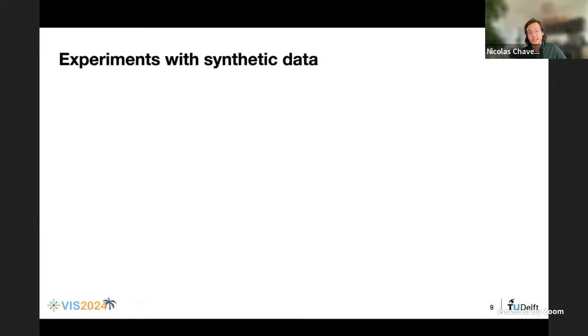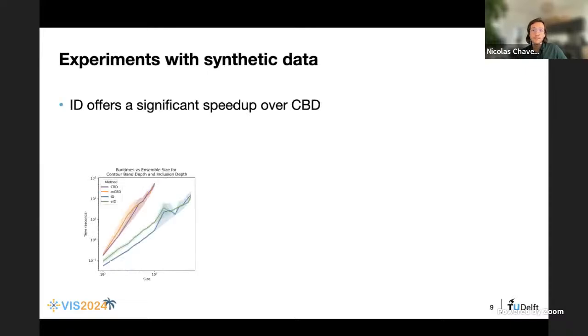To prove the effectiveness of our method, we perform experiments with synthetic data. The first thing we observe here is how the speedup is indeed significant with respect to the prior contour band depth. In the y-axis, we see the time, and in the x-axis, we vary the size of the ensemble. We try the two methods, CBD and ID, and for each method, we try the strict and the modified epsilon version. The thing to note here is that big white gap, which shows how the n-squared performance is quite a bit faster than what was possible before.